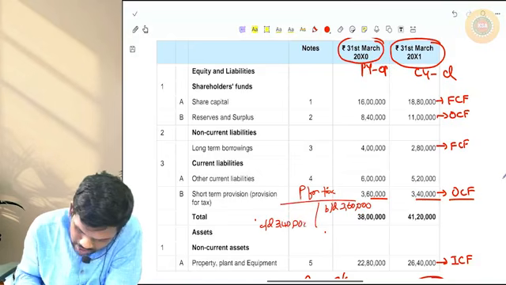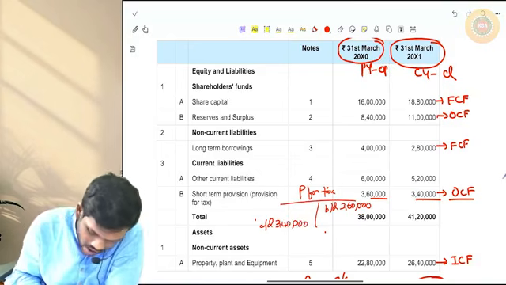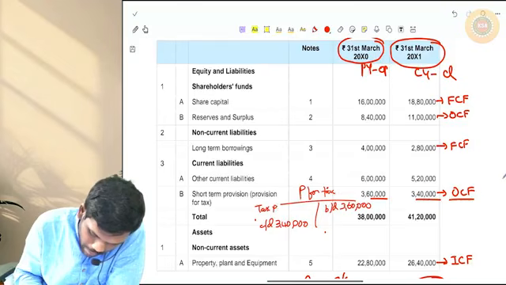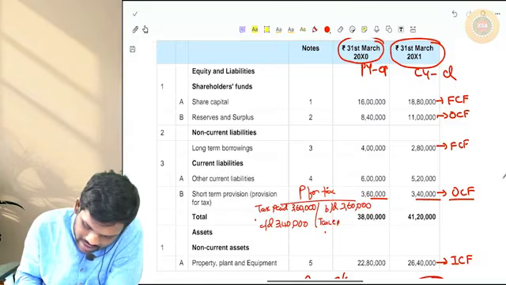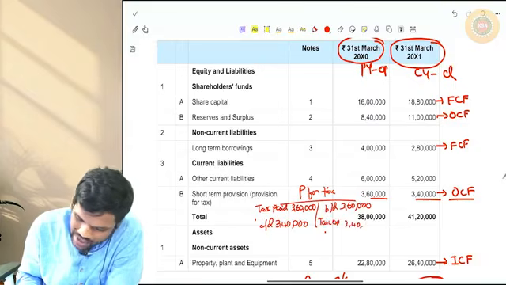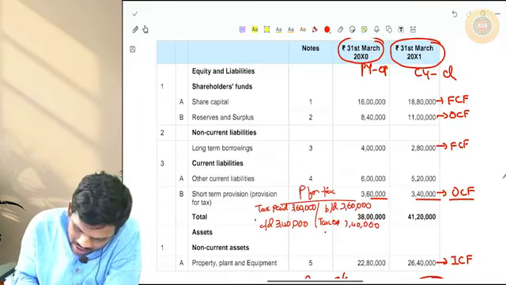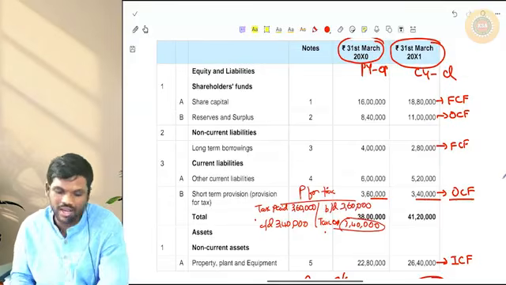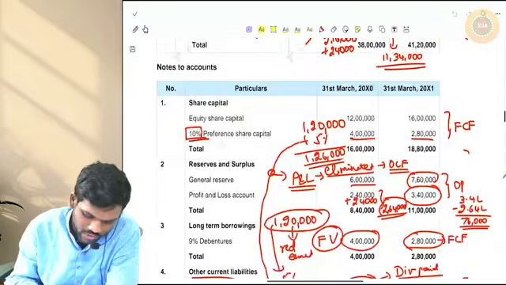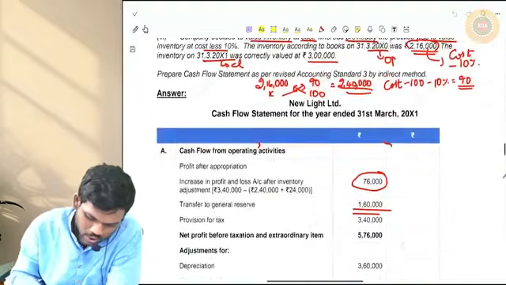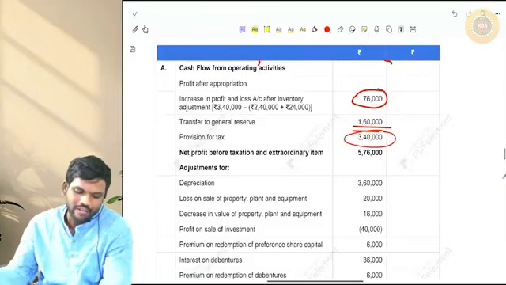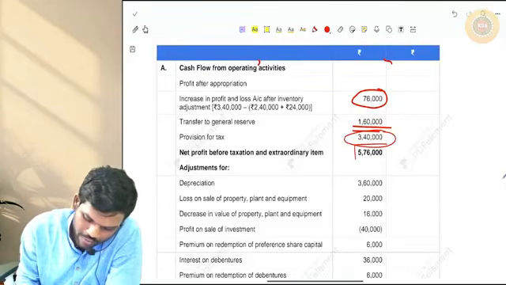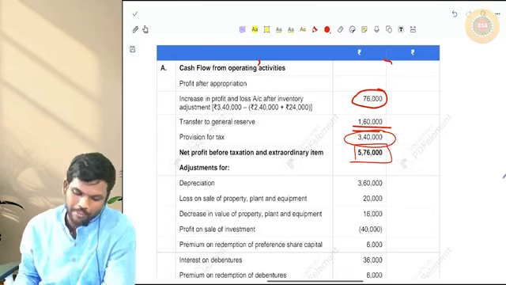If no other information on tax paid or tax expense is given, our assumption will be opening balance will be taken as tax paid and closing balance will be taken as tax expense that will go to P&L. So in your P&L, this is the amount of tax expense which needs to be removed because we want to bring profit before tax. So that 3,40,000 tax expense which is debited in P&L should be added. Finally, if you do this, you will get profit before tax and before appropriations.